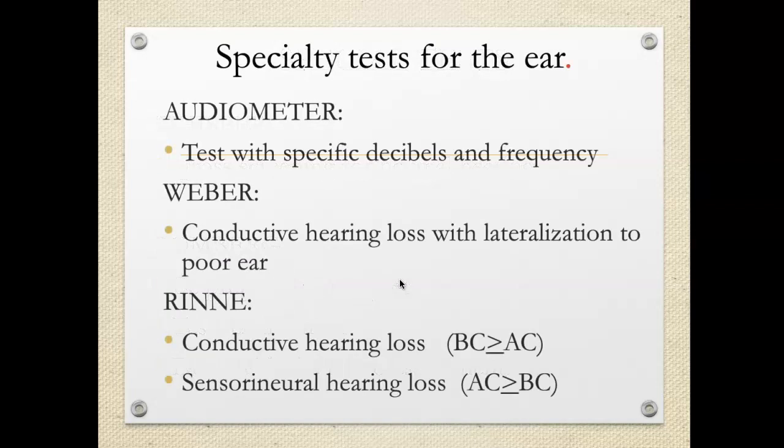Other specialty tests for the ear: an audiometer. That is a test that will do specific decibels and frequency. That's one of those more advanced hearing tests, usually done by an audiologist, or by a doctor that specializes in HEENT, head, eyes, ears, nose, and throat. Or the Weber, that tests for hearing loss with lateralization to the poor ear. There's the Rinne test. It tells them whether they have conductive hearing loss versus sensorineural hearing loss. It gives a differential between one versus the other.